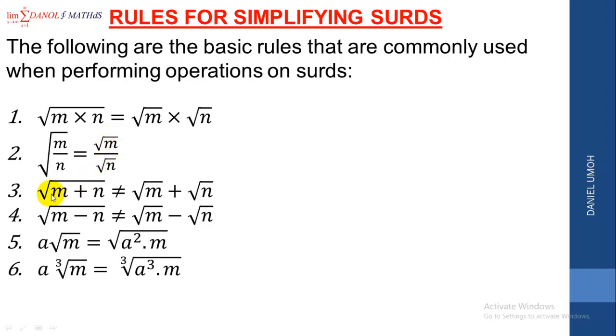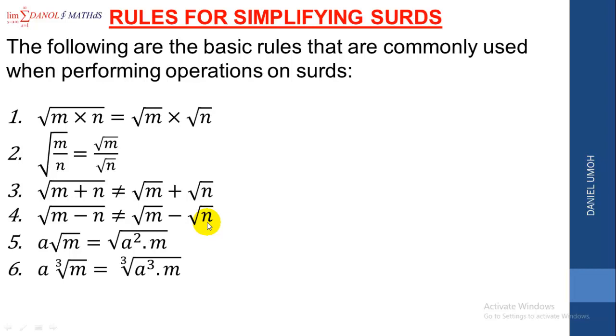The third rule: square root of m plus n is not equal to, that means you cannot say square root of m plus n is equal to square root of m plus square root of n. That's wrong. Take note of this. Now, square root of m minus n is not equal to square root of m minus square root of n. You may be asking me why. Don't worry. You are going to verify it on your own. I'll tell you what to do so that you can know that these rules are actually true.